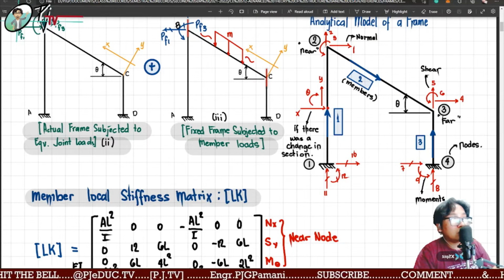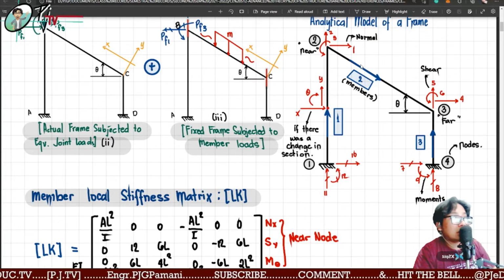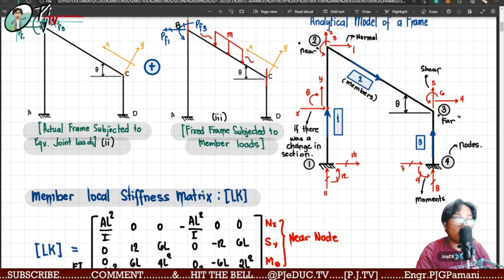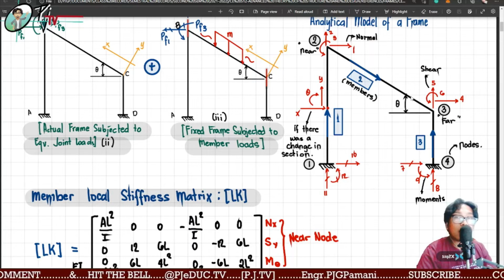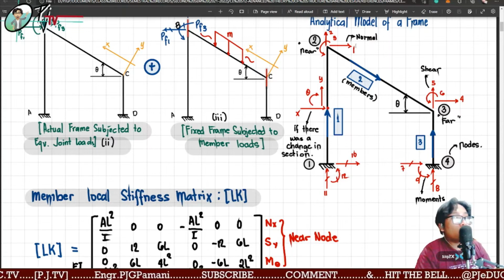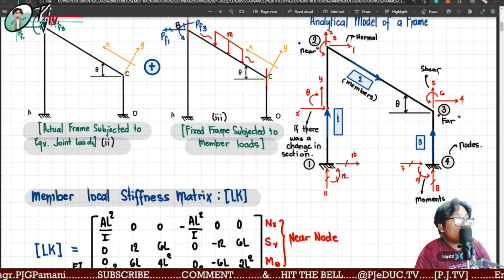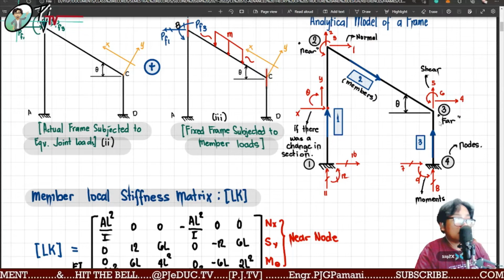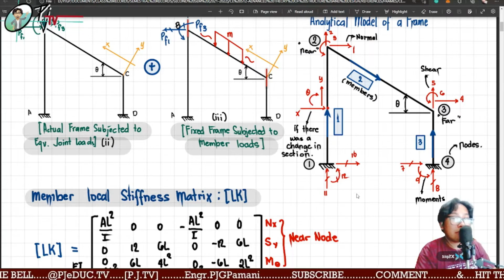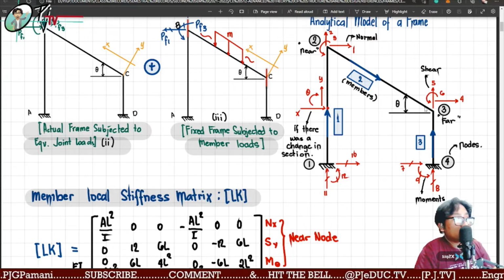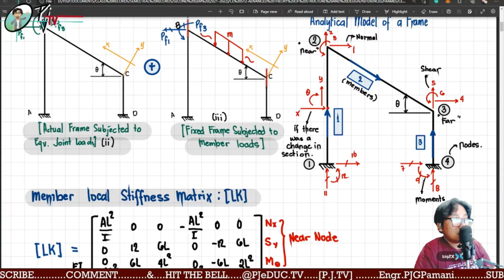So starting with node 2, then node 3. Either way, parehas lang naman. So node 2, unahin si normal, susunod si shear, and last si moment. Moments are all in counterclockwise. Okay? Placing your bending moments are all in counterclockwise. So 1, 2, 3, 4, 5, and 6. 4, normal. 5 is shear. 6 is bending moment. Then kayo nang bahala doon sa mga natitira kasi fixed naman si node 2 and node 4. So with this one, 5, 6, 7, 8, and 9, 10, 11, and 12.